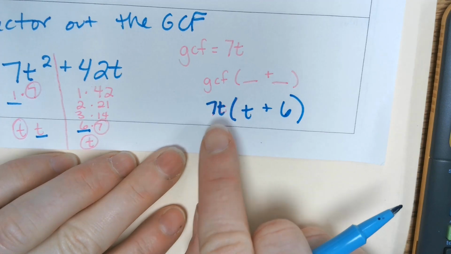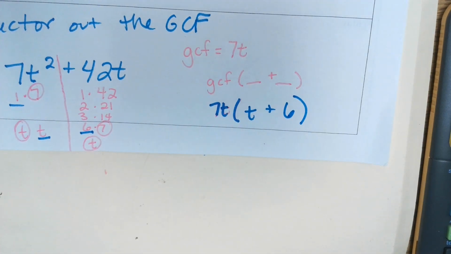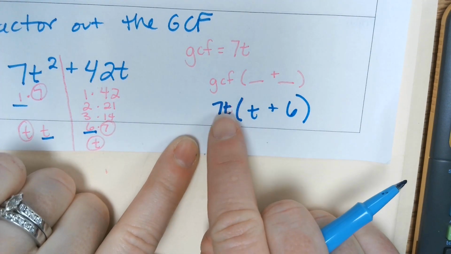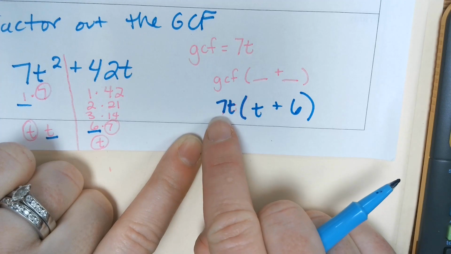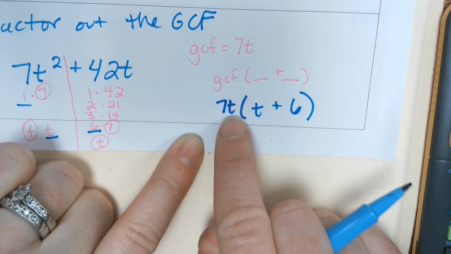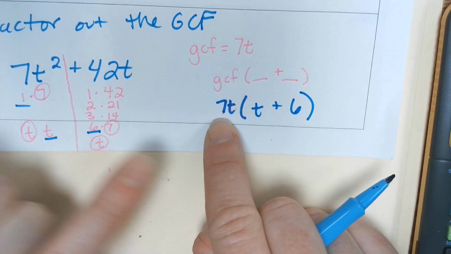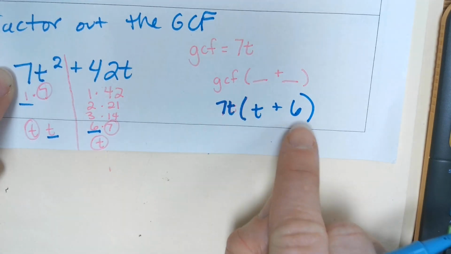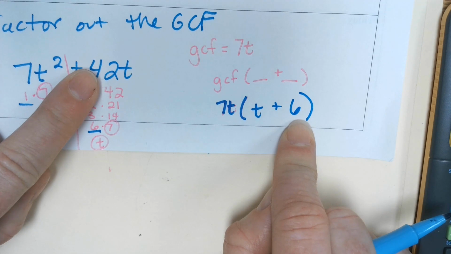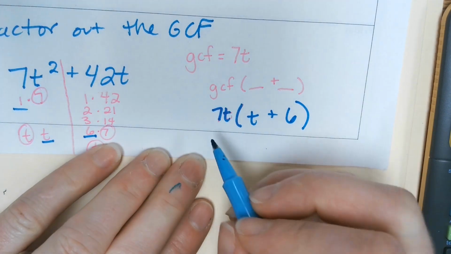To check your work, you would distribute, because remember we just undid distributive. So now we could redo the distributive just to show that it is correct. 7t times t. So just watch. You don't have to write it down. 7t times t is 7t squared, which is what this is. Then 7t times 6 is 42t. So that means we did it correctly.